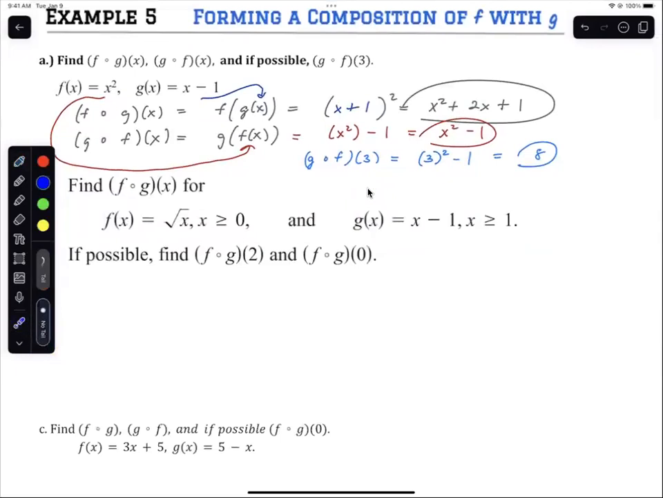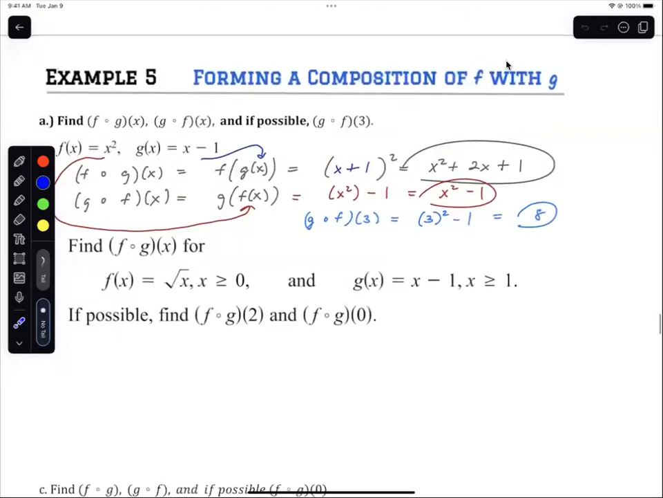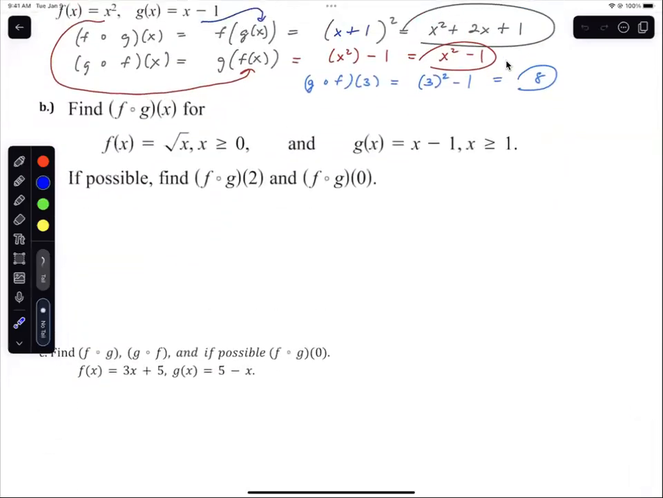Find f composed with g of x, and these are our functions now. f of x is equal to the square root of x, and g of x is equal to x minus 1. Sorry guys, I don't know what's wrong with my computer, it keeps doing this. Okay, sorry about that. So for part B, this time f of x is the square root of x and g of x is x minus 1, but this time they give us little domain restrictions. So we have to pay attention to that when we actually do the composition, but we're going to first find f composed with g of x.